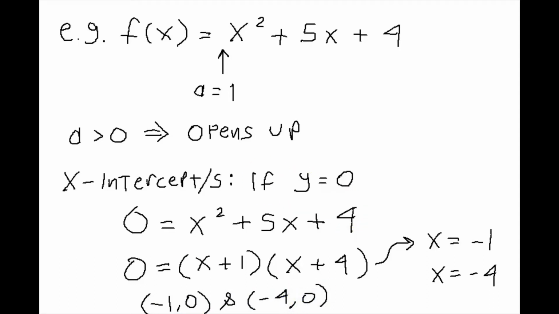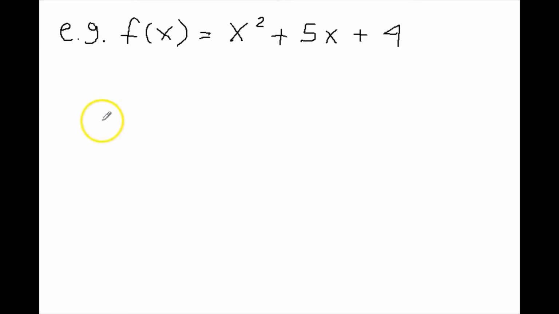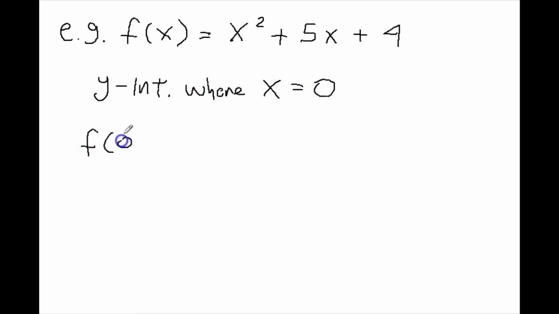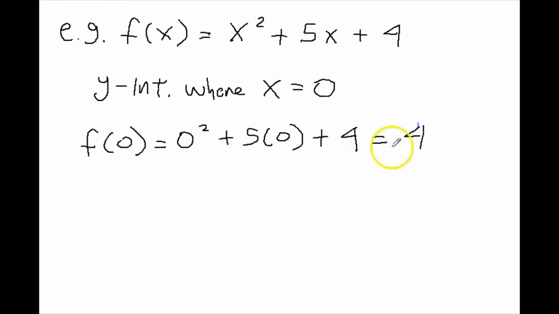Well, what are the y-intercepts? The y-intercept is where it crosses the y-axis, where x is equal to 0. So I'm looking for f of 0. That's 0 squared plus 5 times 0 plus 4, which is obviously 4, isn't it? So the y-intercept is 0, 4. That's where it crosses the y-axis.